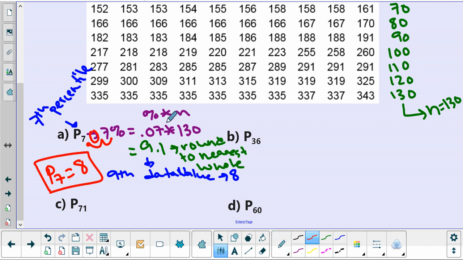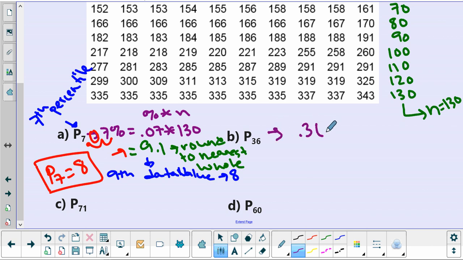So again, you have a percentile that you're turning into a position in the table. Once you find that position in the table, that's the value that's marking your percentile. Okay, so this whole positioning piece is like the middle point of your process. So let's do it again. Let's look at P36.